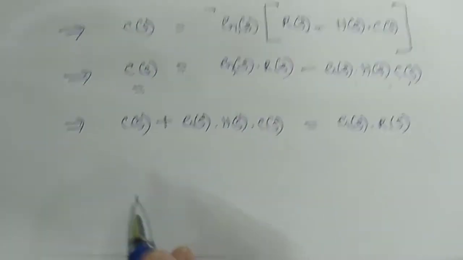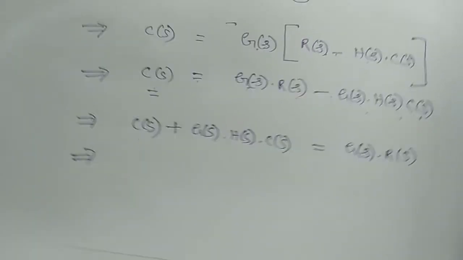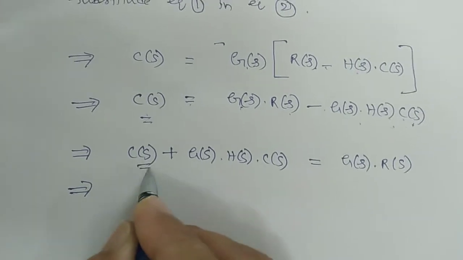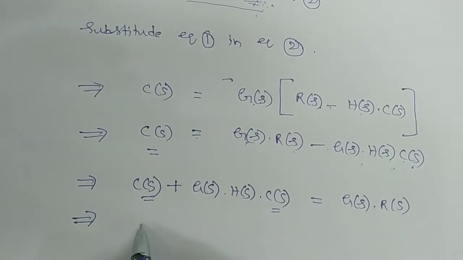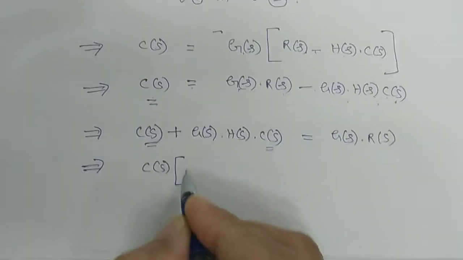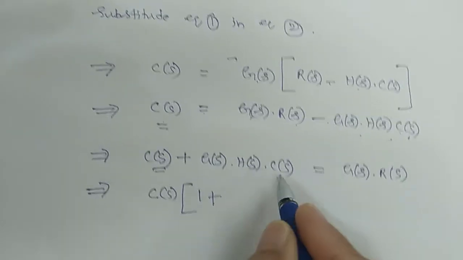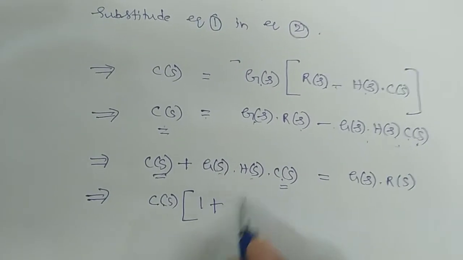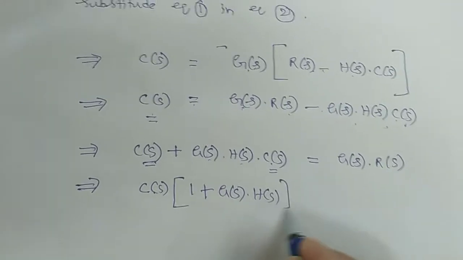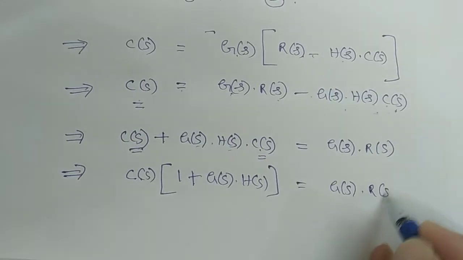Here C(s) is there, and here C(s) is there. You take C(s) as common, then C(s) outside, you will have 1 plus G(s) into H(s) is equal to G(s) into R(s).